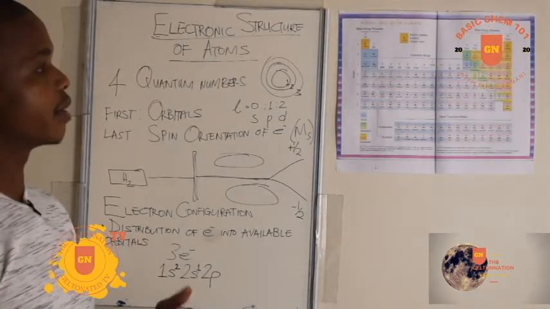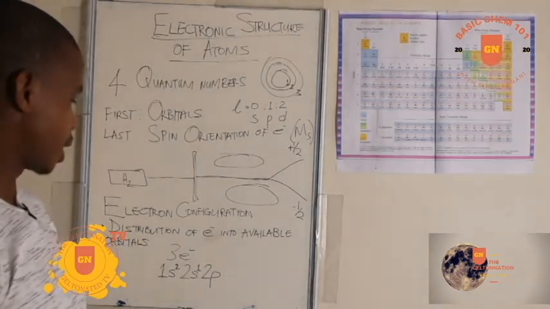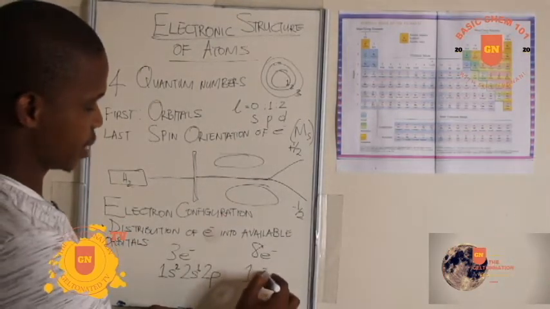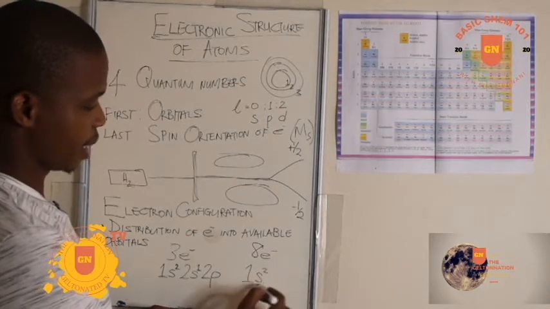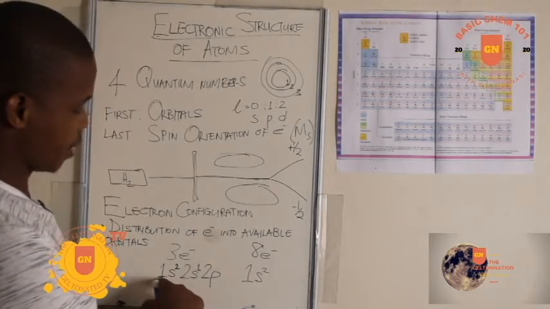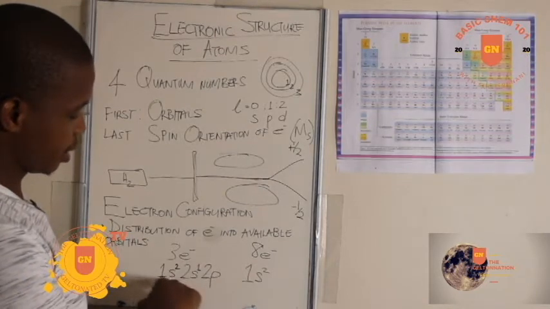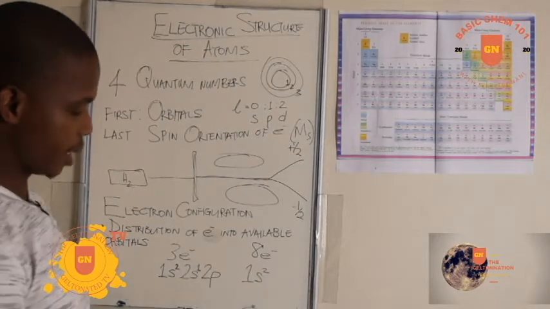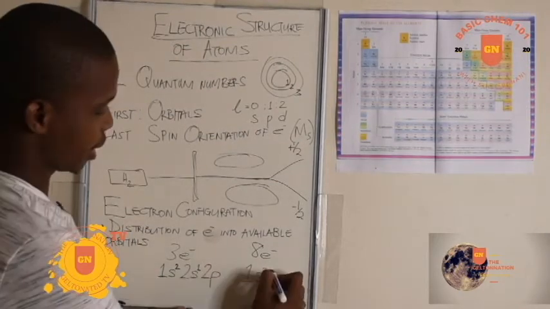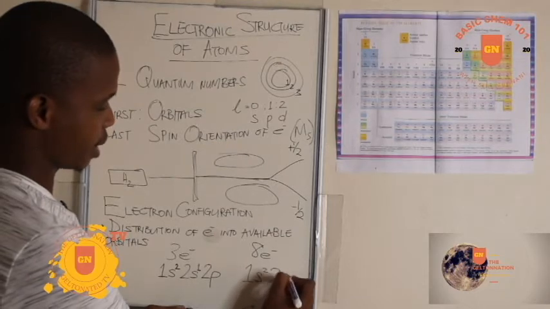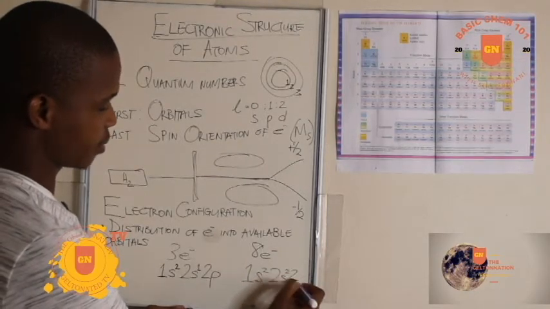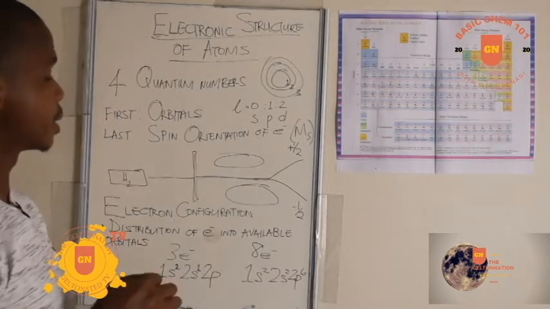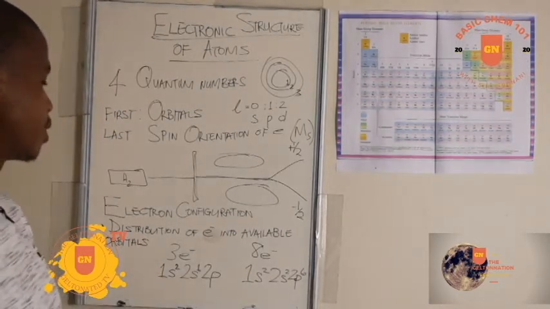Let's say now you have neon. Neon has 10 electrons. The electron configuration would be your 1s2, because in the first principal quantum number, l is equal to 0 and you can only have 2. Then you have 2s2, then you have 2p6. That is your electron configuration.